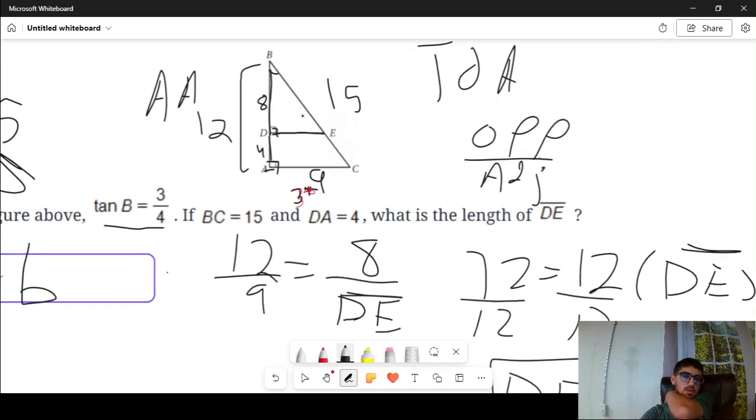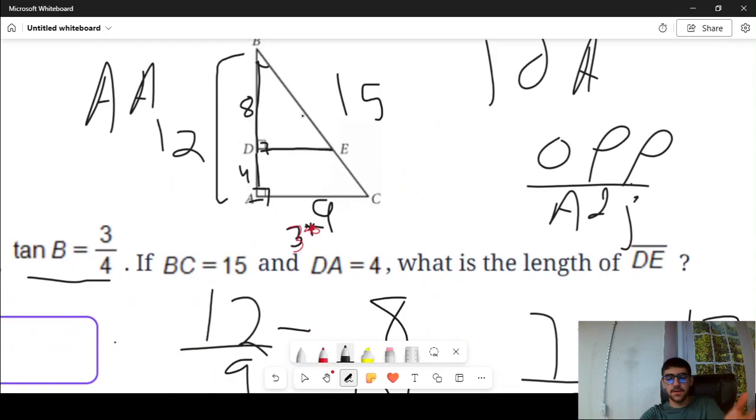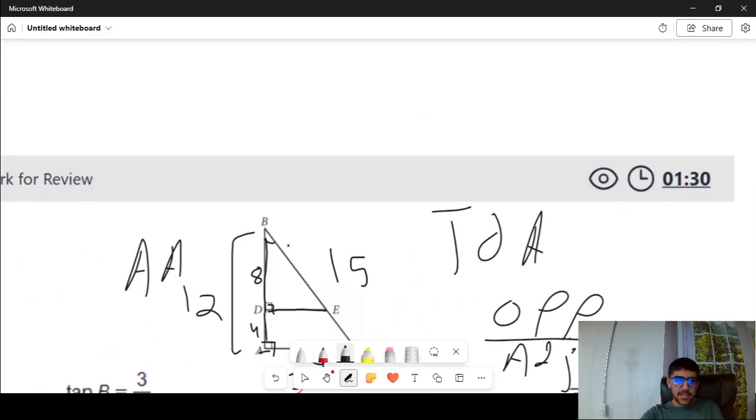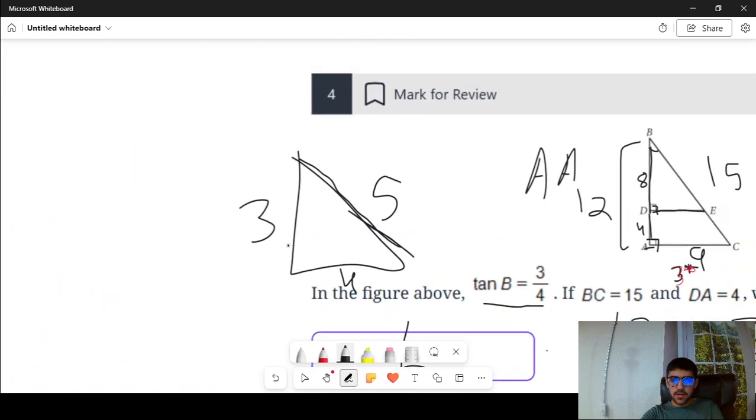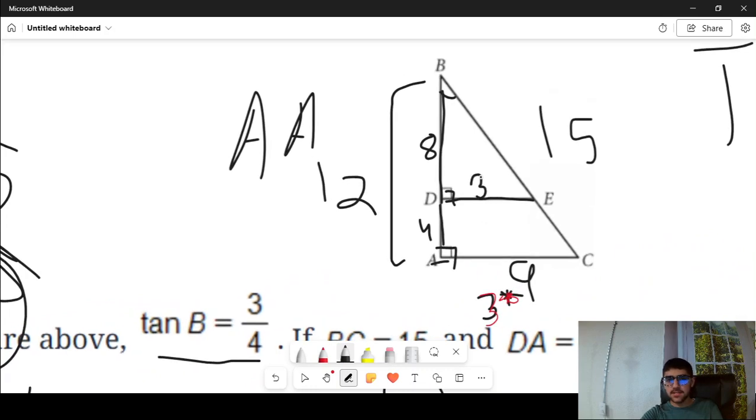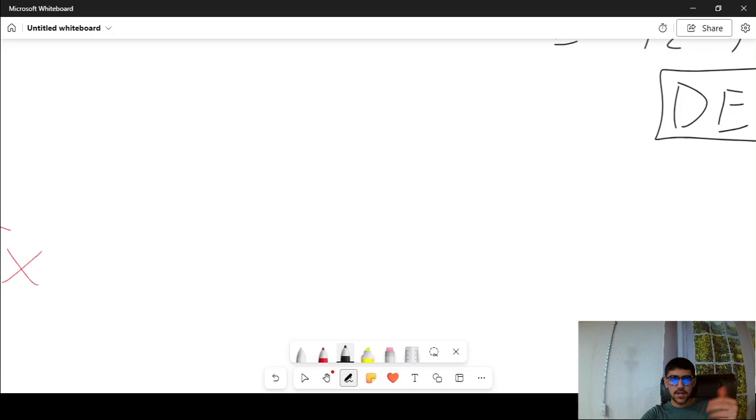The other way is to also realize that this is another 3, 4, 5 triangle, like I said. Because this long side is 8, that would mean it was supposed to be a 4. Because it's 8, that means you multiply by 2. That would mean if this one was 3, it has to be 6, actually. 6. So those are the two ways you could solve this.